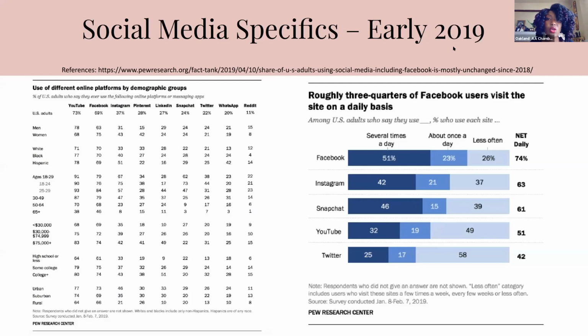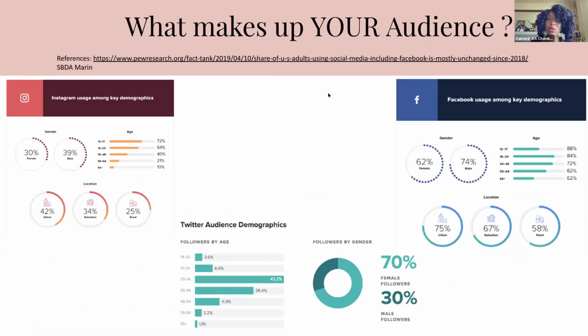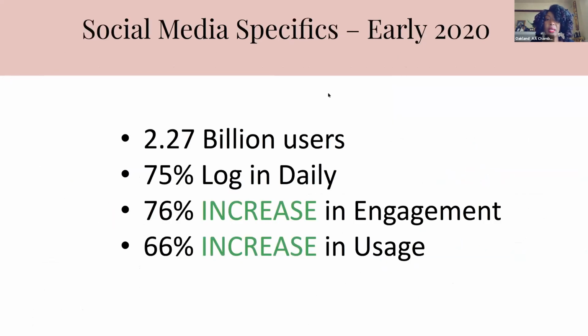Next though, so this was early 2019, those were the numbers. Now looking at where we are now, we can skip that one because it still speaks to the past one. Thanks, Charmaine. So now where we are, we know that there are 2.27 billion users on Facebook and Instagram, and 75% log in daily, because many are working from home.